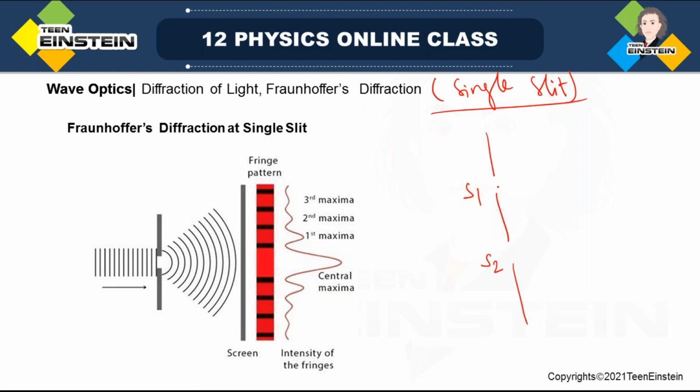Fraunhofer diffraction also has two kinds of slits, double slit and single slit as well. But in our syllabus only single slit is mentioned. So for the time being we'll concentrate our discussion on the single slit.